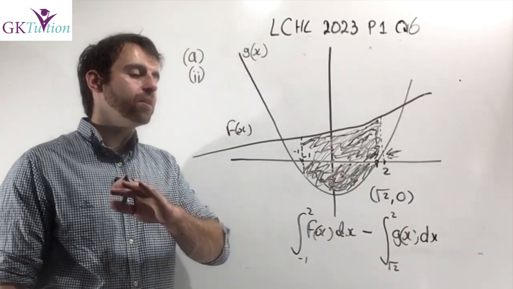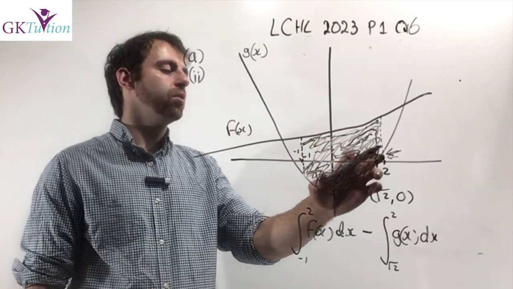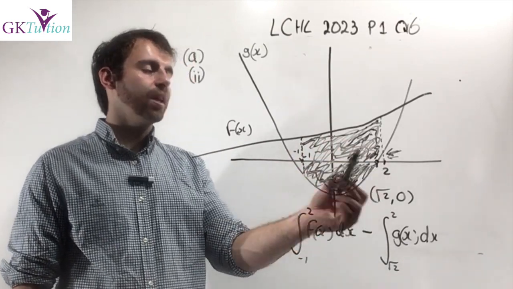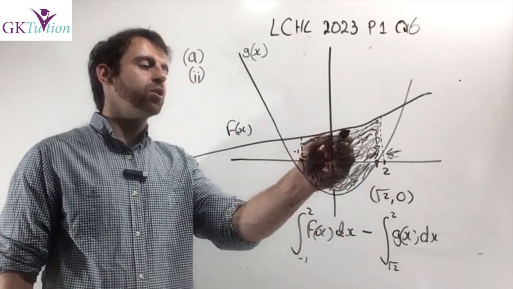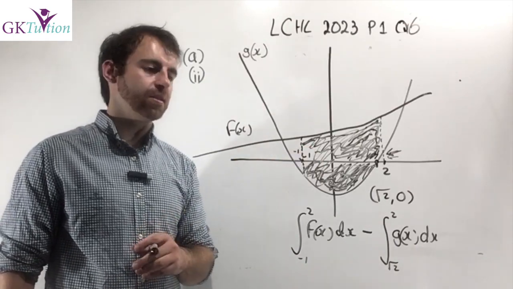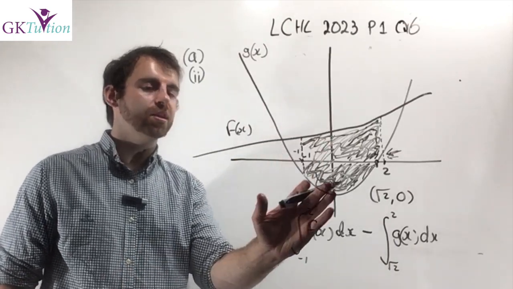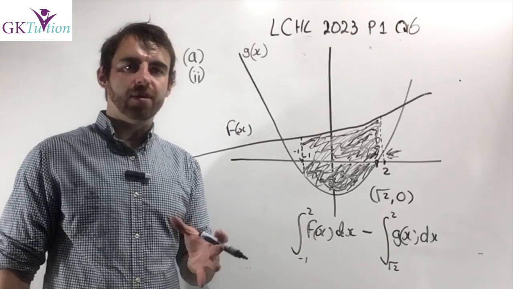So the area of everything under the line from -1 to 2, but then you subtract this little section there, that gives me the shaded region above the x-axis. If I take this and add on the shaded region below the x-axis, that'll give me my final answer.